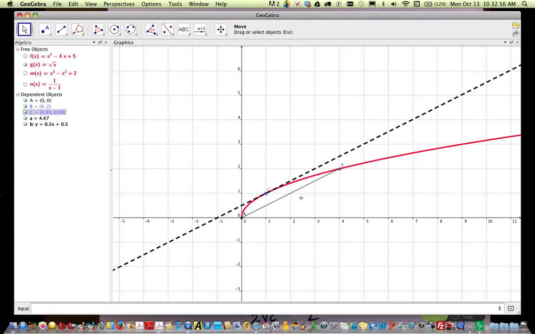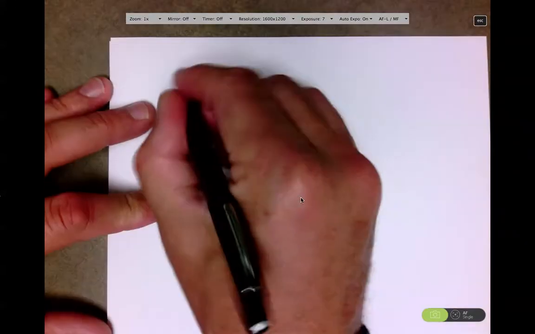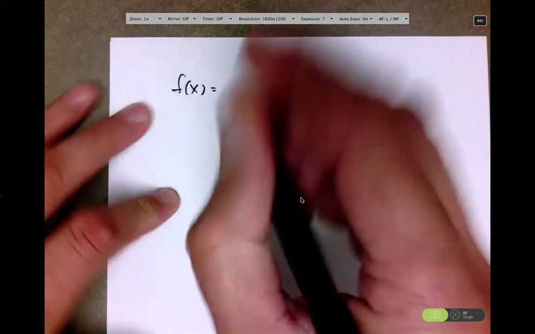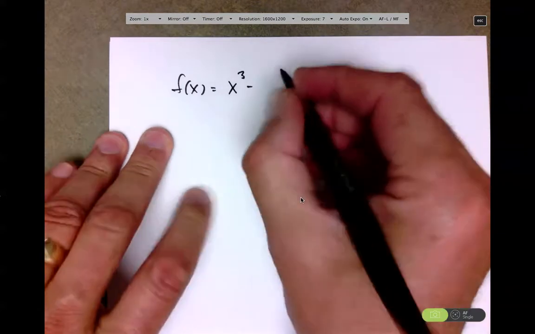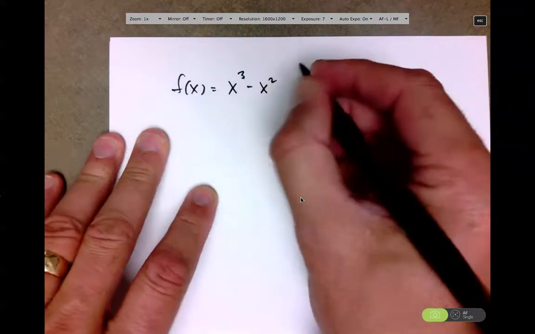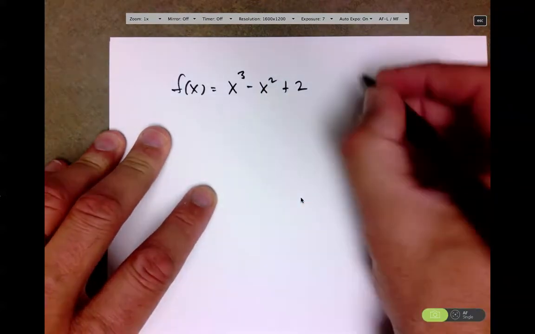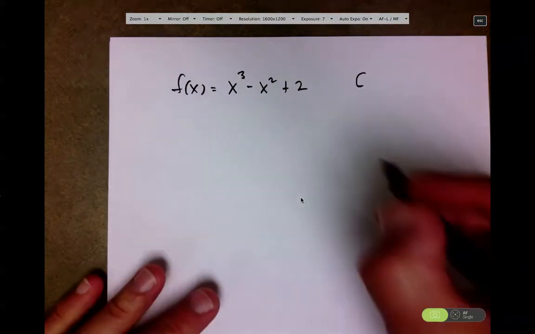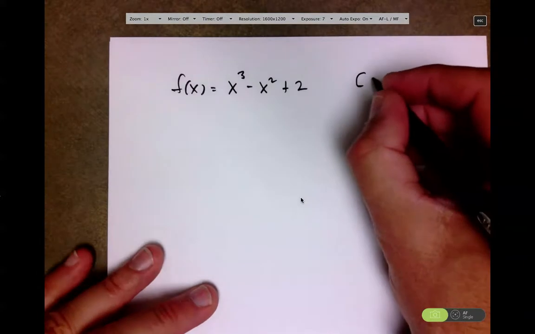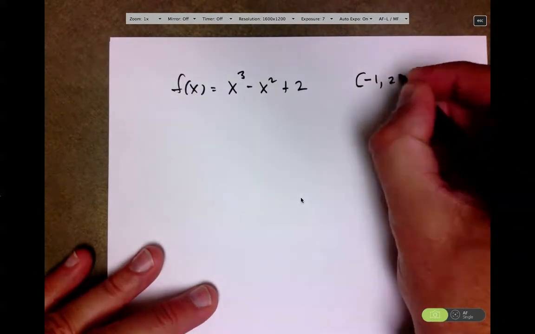Okay, so next one. Let's see if we can make this a little bit messier. Suppose that we have another function, f of x is equal to x to the third minus x squared plus 2. And I want to know for what values of x the mean value theorem is going to be satisfied between -1 and +2.